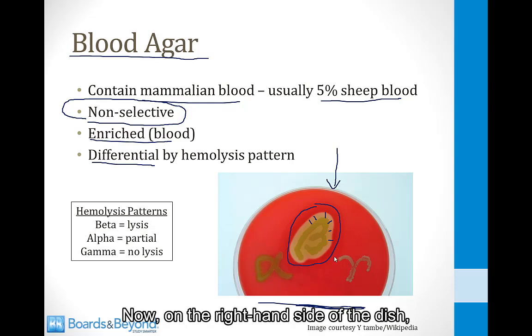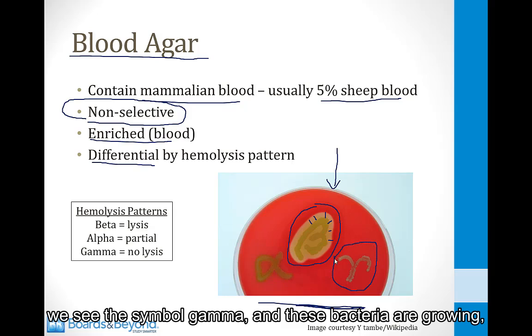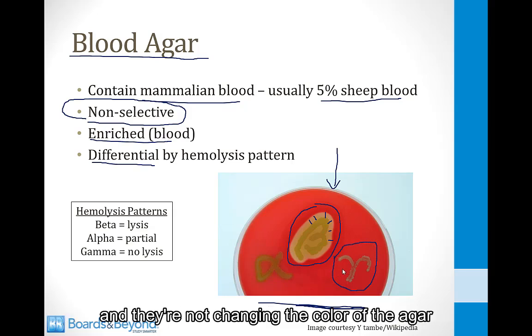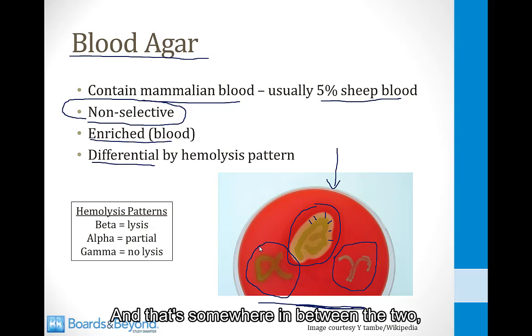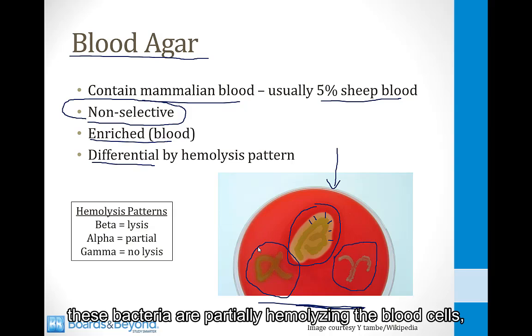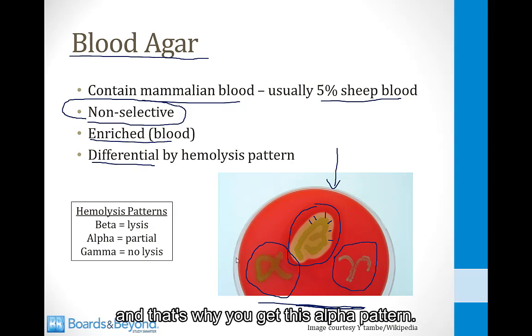Now, on the right-hand side of the dish, we see the symbol gamma, and these bacteria are growing, and they're not changing the color of the agar around them at all. These bacteria are not hemolyzing the red blood cells at all, and they're called gamma hemolytic. And then alpha hemolytic is over here on the left side of the dish, and that's somewhere in between the two. These bacteria are partially hemolyzing the blood cells, and that's why you get this alpha pattern.